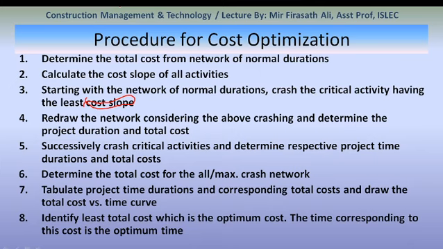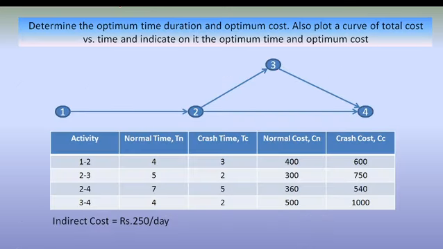So these are the procedures, or steps, that will be used while doing the cost optimization for a given network. This is the question given to us. The question is on your screen. Determine the optimum time duration and optimum cost. Also plot a curve of total cost versus time and indicate on it the optimum time and optimum cost.